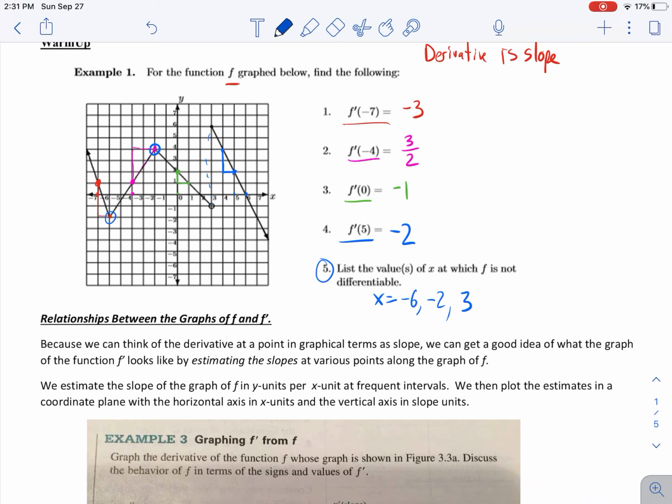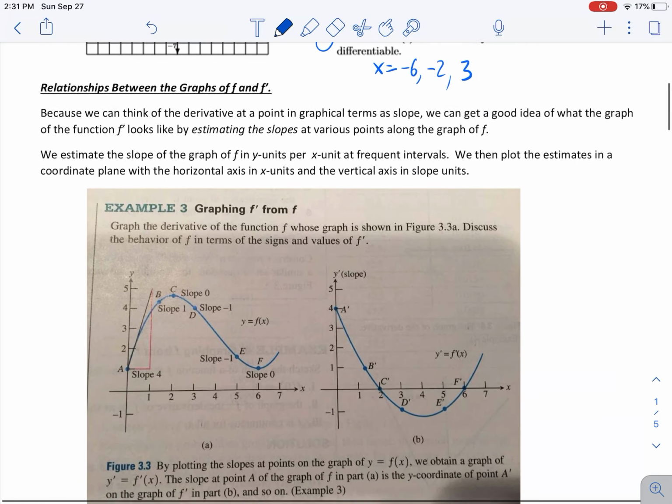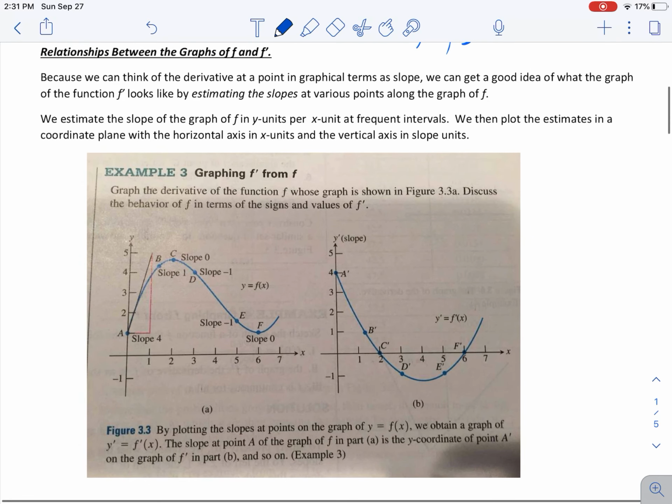Good. Little warm-up for how derivative connects to the actual original function. Derivative is slope, is what you should remember. Okay, let's look at this. Because we could think of the derivative in terms of slope, we can get a good idea of what the graph of the derivative, f prime, looks like by estimating the slopes at various points along the graph of f. So if they give you the original graph, you should be able to give me a good sketch of the derivative graph. Okay? Let's do this.